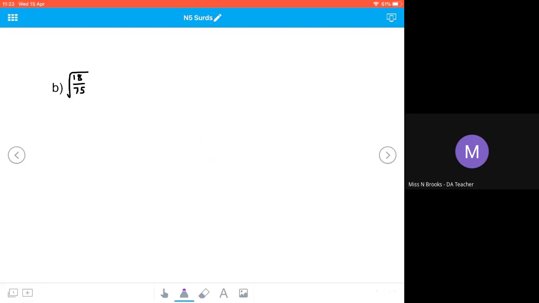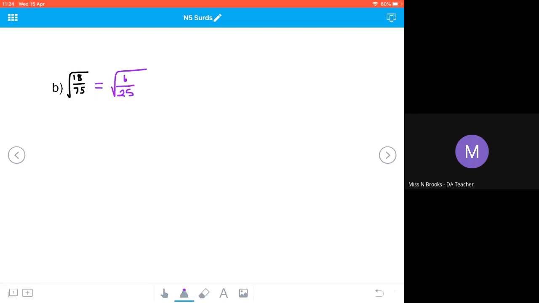When we've got the square root of a fraction, we want to check and see whether or not we can simplify that fraction first. And we can see that 18 and 75 have a common factor of 3. So 3 goes into 18 6 times. So we're going to keep our square root sign, and we're going to do 6 over 25.